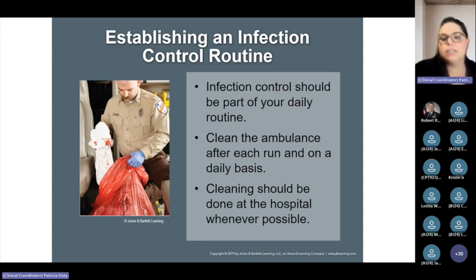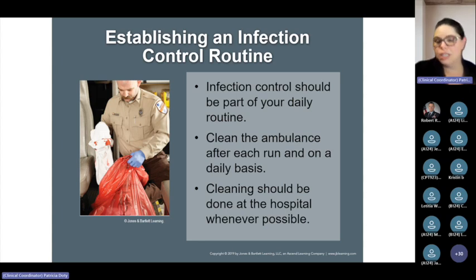So we're establishing an infection control routine. Now, what is that? Okay, well, here we see a gentleman putting a bloody white linen into a red bag. Everyone here pretty much probably knows that the red bag means infection control, that means there's a bloodborne pathogen on it, or there's some sort of bodily fluid on it that's considered contaminated. So infection control is going to be a part of your daily routine every single day.